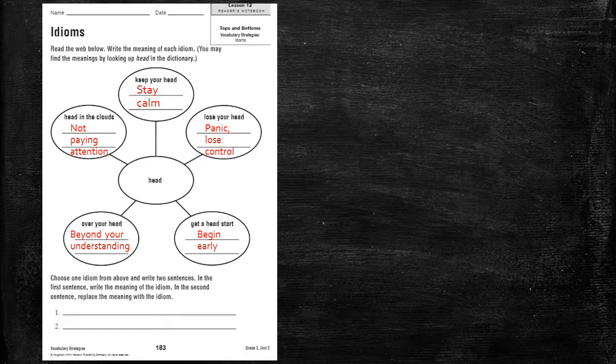So let's look at the next instruction, page 183, and that is choose one idiom from above and write 2 sentences. Great. In the first sentence, write the meaning of the idiom. So that's the instruction. We're going to write the meaning of the idiom. We're not going to quote the idiom. And in the second sentence, replace the meaning with the idiom. So use the meaning of the idiom, and in the second sentence, use the idiom itself.